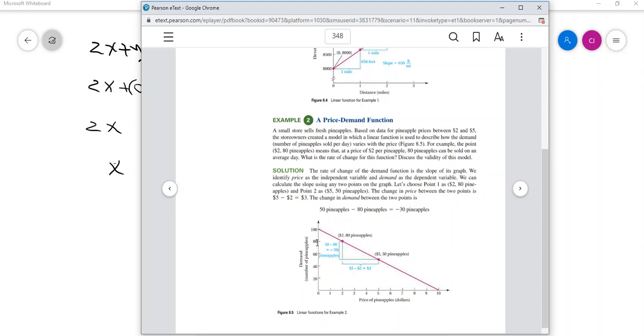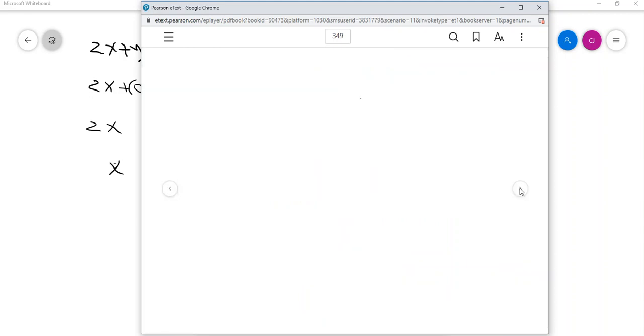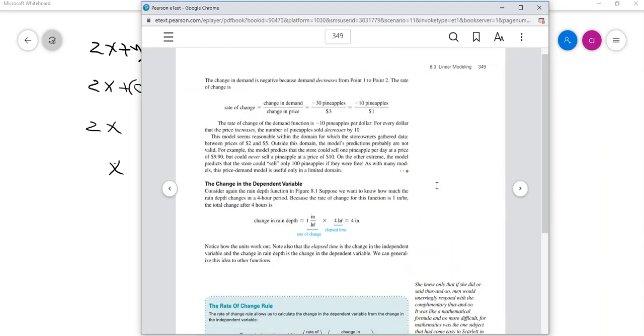So at 0, well, it's 100. At 1, it's down here. It moved down. Let's see if we can get to 2. Well, it looks like it's saying it's 80. Okay, right there. So if we sell them for $5, well, we only sold 50 pineapples. So we definitely sold less. So that's a negative relationship there. Rate of change, again, slope.